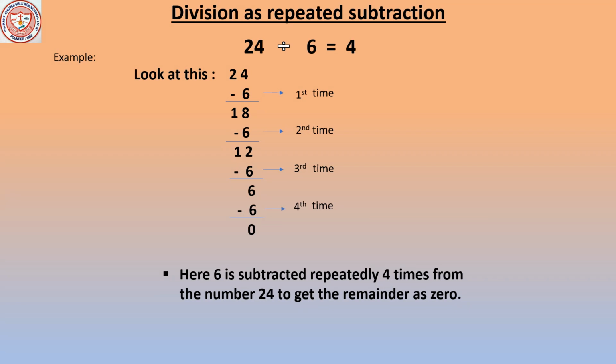Now look at this. 24 minus 6 is equal to 18. And 18 minus 6 is equal to 12. 12 minus 6 is equal to 6. And 6 minus 6 is equal to 0. Here 6 is subtracted repeatedly 4 times from the number 24 to get the remainder as 0. And see, the quotient is equal to the number of times we subtracted. So, I hope you have already done the rest of the exercise like this.